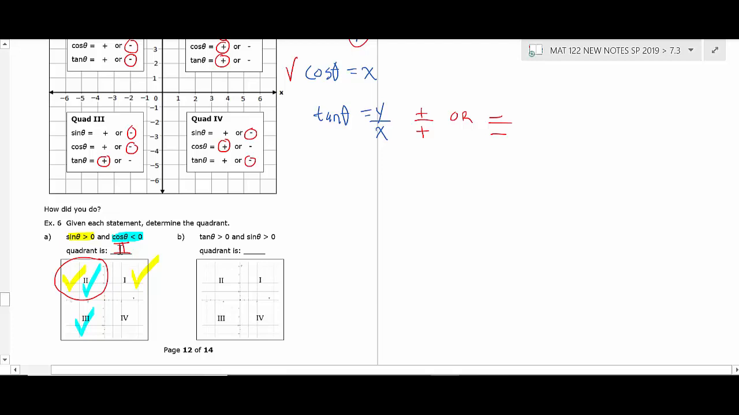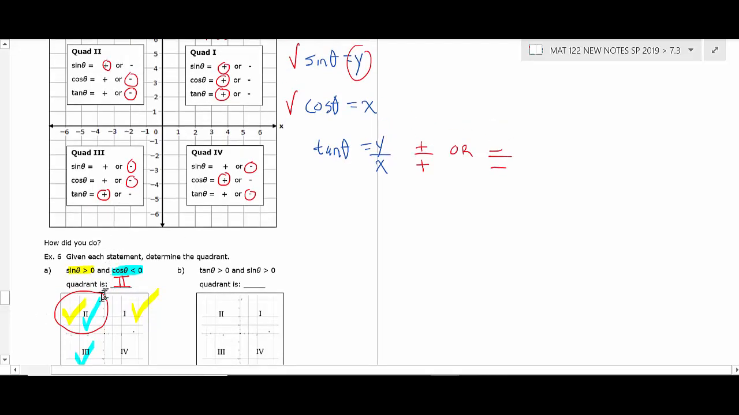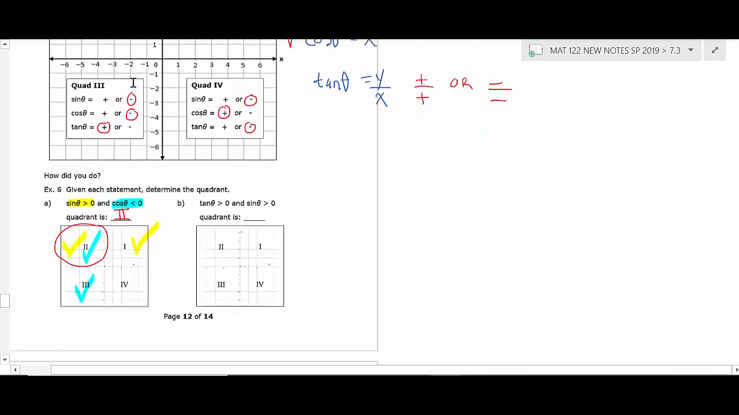So if you look at the diagram that you filled out a few minutes ago, notice in quadrant 2 you have a positive sine and a negative cosine, and that does not happen anywhere else. Okay, so that's the way I do it. Check marks is about the best thing I've come up with to help students understand that.